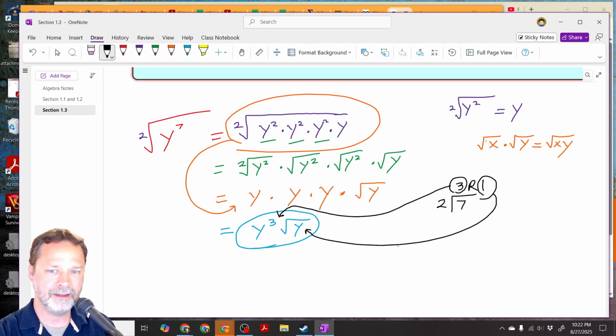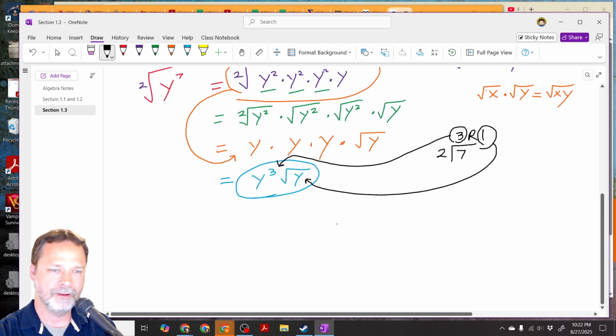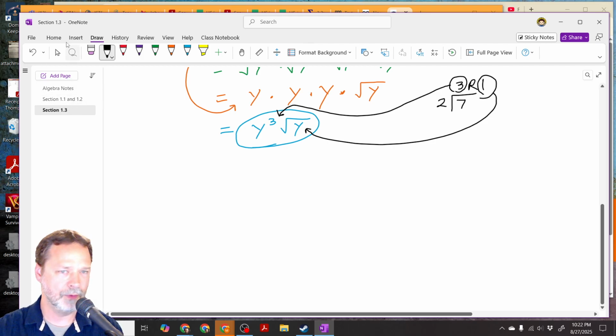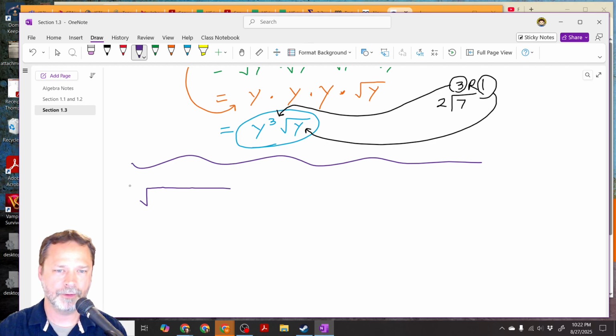Let's do a more complicated one, where I get to use that trick a little bit more. Another example would be this: let's do the fourth root of 32 x to the 9th, y to the 5th, z to the 12th.